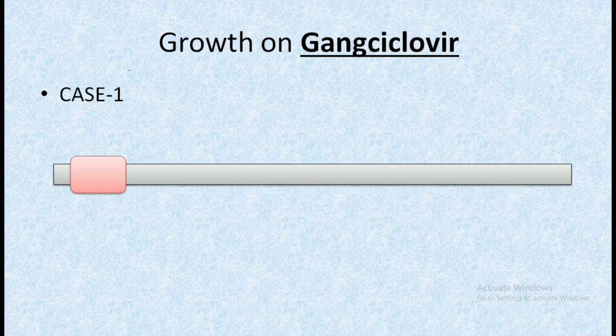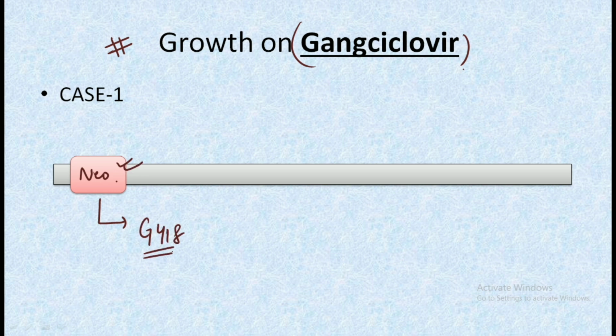So let us analyze the two cases. In the first case, we are growing it on ganciclovir. In this we have the neomycin cassette being present and all the other regions have been eliminated. Because we have studied this is neomycin resistant, it would easily grow on the ganciclovir. You have to remember that this neomycin resistant region will grow on the G418. Make sure you remember this, because this will all be utilized when we study the actual experiment.